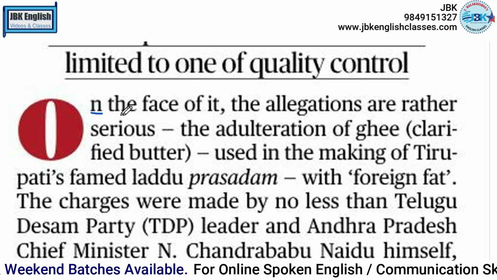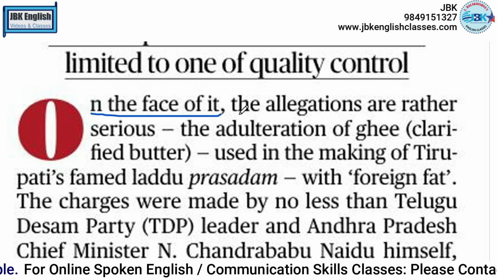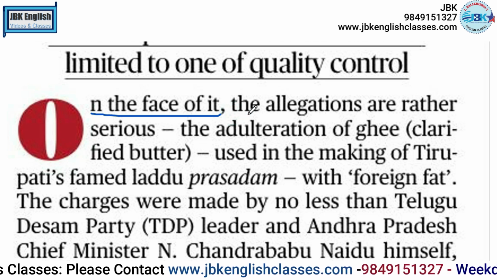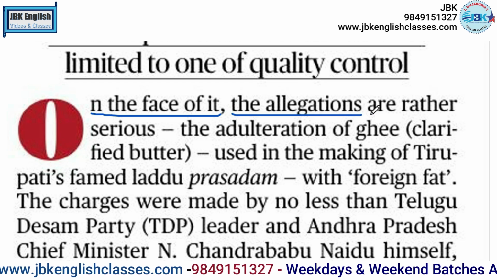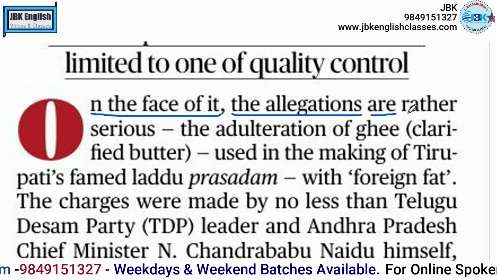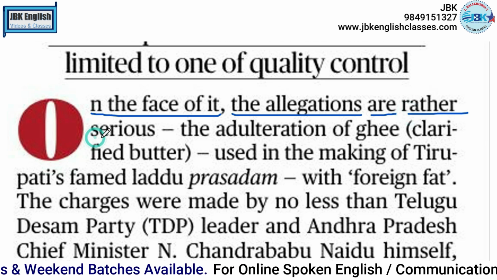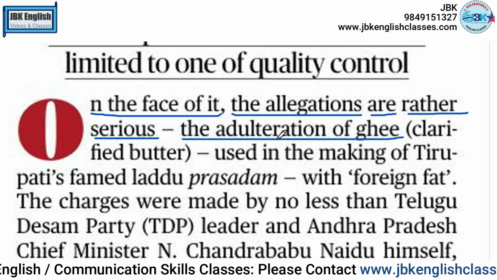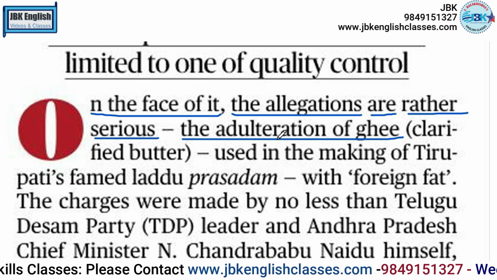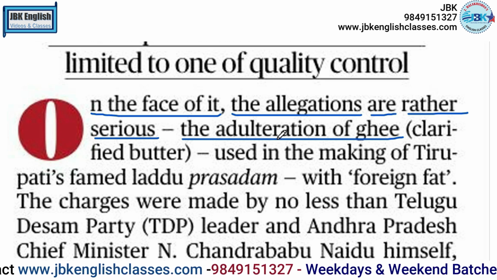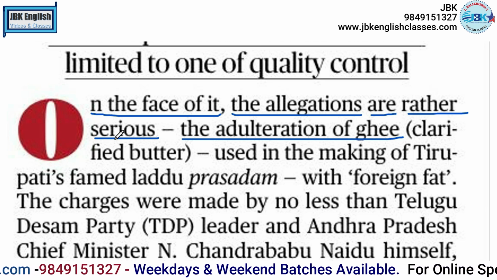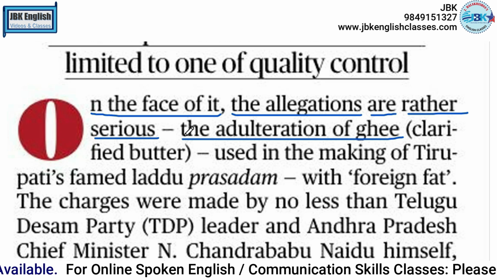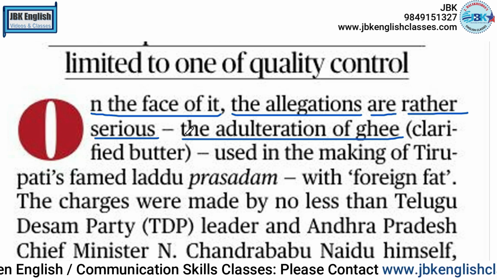In this sentence, on the face of it is called prepositional phrase. It is to the left side of the subject. That's why there is a comma here. The allegations is called subject, are verb, and rather is adverb, serious is adjective. The adulteration of ghee, which is called appositive. What are those allegations? The adulteration of ghee. So that the adulteration of ghee is called appositive.